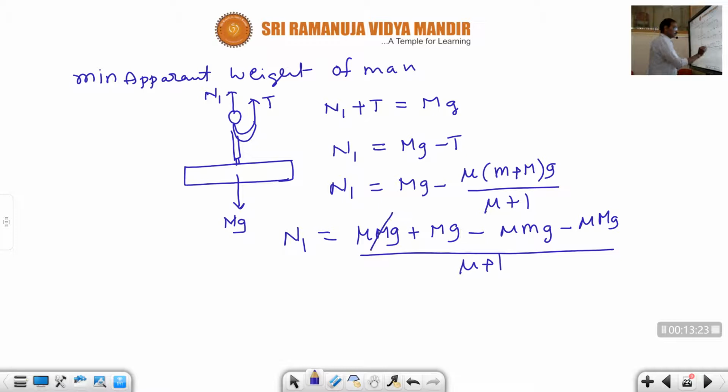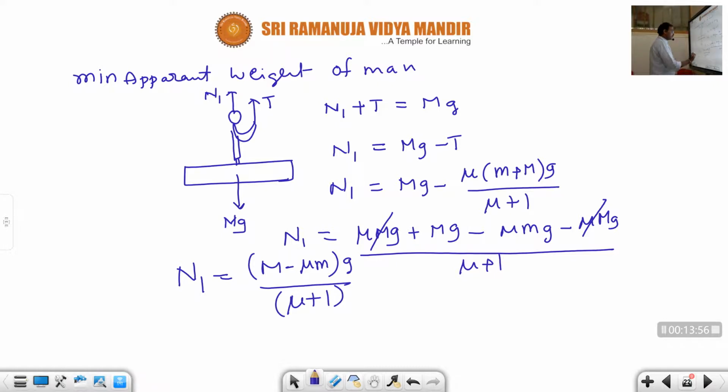Therefore, mu mg and mu mg get cancelled. Therefore, apparent weight of the person N1 is equal to, g is common, (M minus mu m) into g by (mu plus 1). This will be the minimum apparent weight of the man who is standing on the plank.